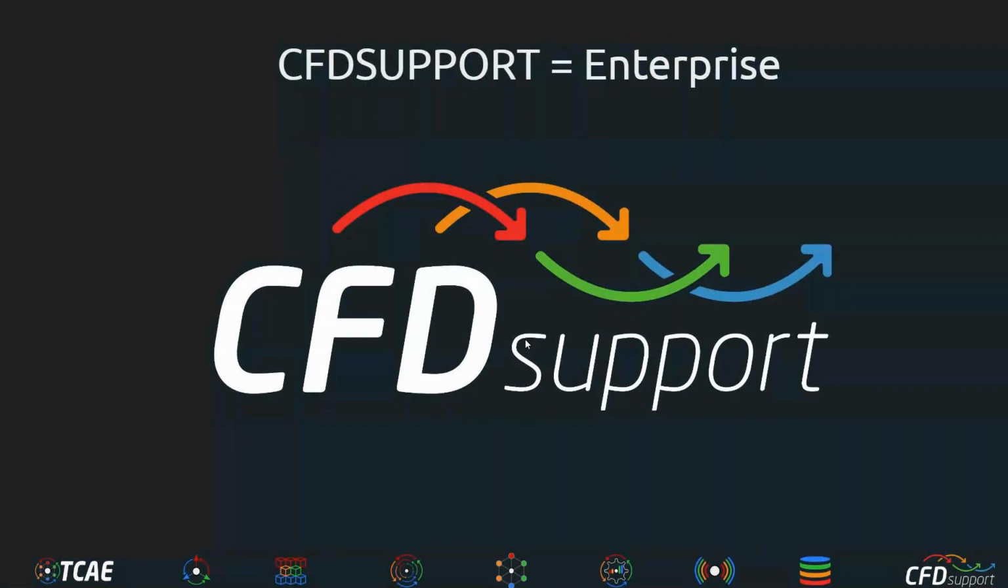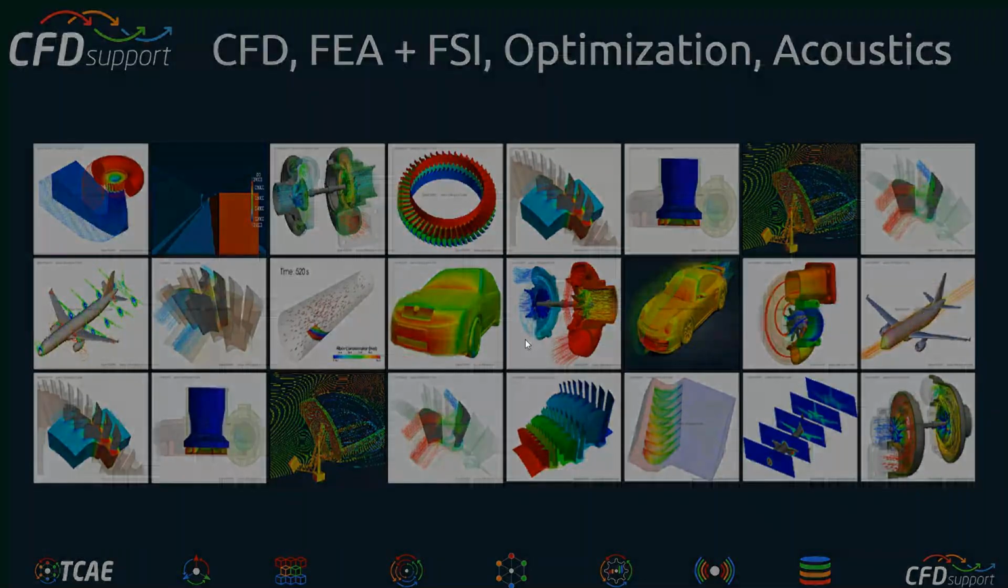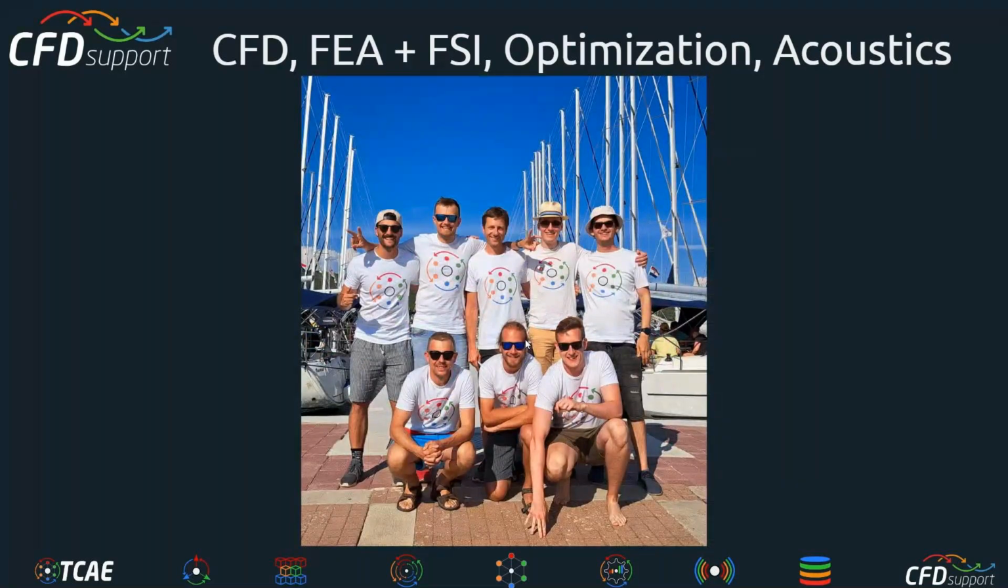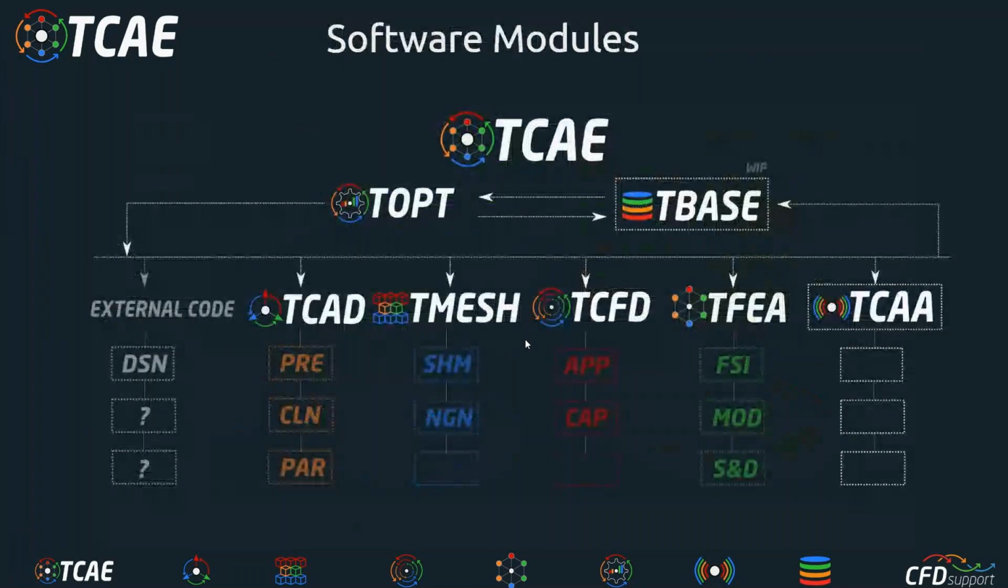So very quickly, CFD Support is a company located in Prague, Czech Republic, 15 years on the market, hundreds of industrial projects delivered, and we are currently creating software which is actually already on the market. We are developing software called TCAE, which is in fact a comprehensive simulation environment where the users can use open source OpenFOAM and other open source pieces to run engineering simulations.